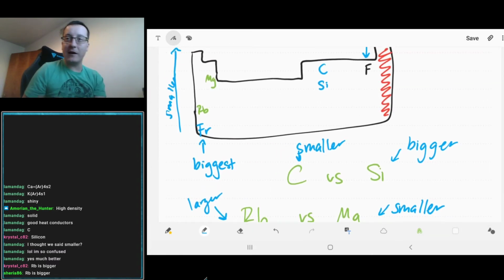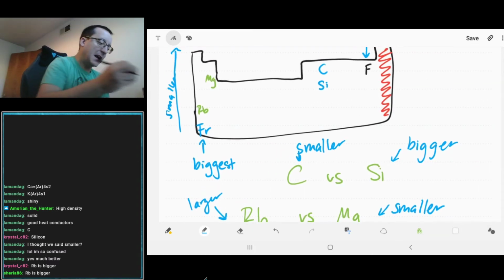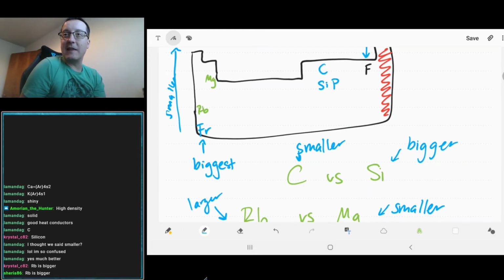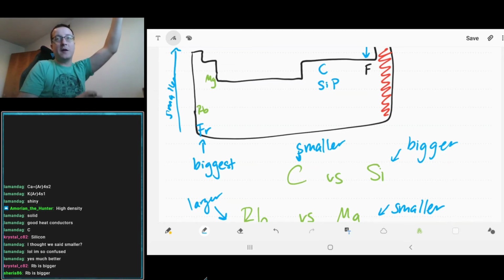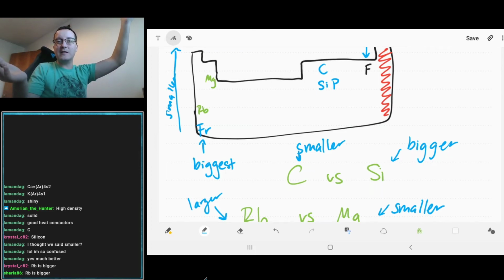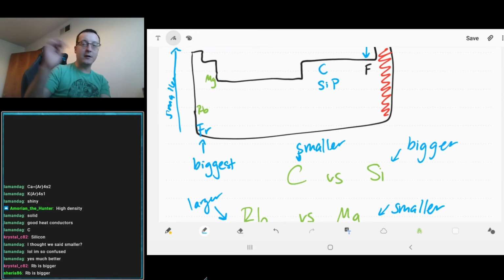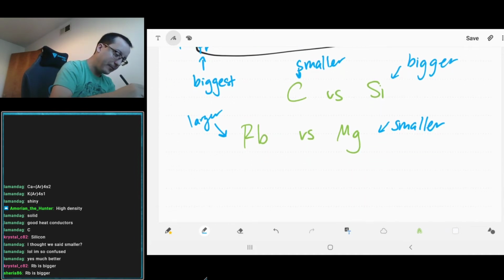I'm never going to ask you, for example, to compare carbon and phosphorus, because that would not be a fair comparison: one of them is up more, but the other one is to the right more. So I'm never going to ask you something like that. However, I could ask you phosphorus versus silicon, for example. That would be okay. Everything that I would ask you would follow these trends. So in that case, let's do one more.